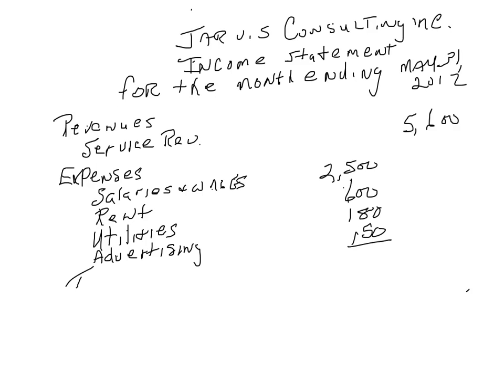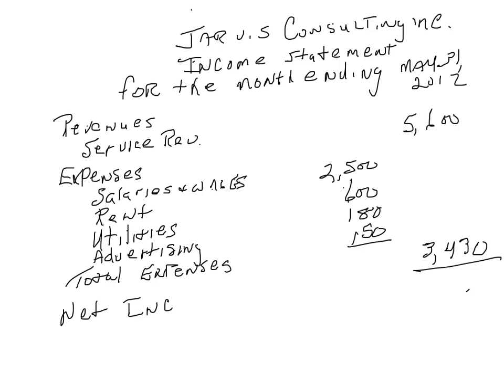Total expenses. Whoops, no short form. Expenses. And they total 3,430. Therefore, net income is revenue minus expenses, 2,170, and we double underline that. Now we could put dollars up here if we wanted. Okay, so that is my income statement.